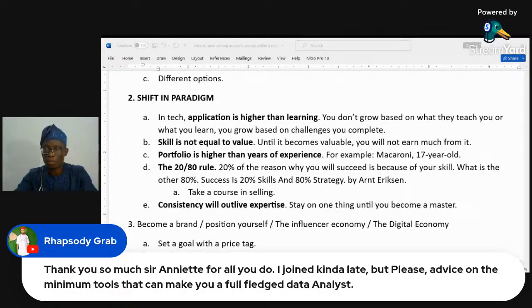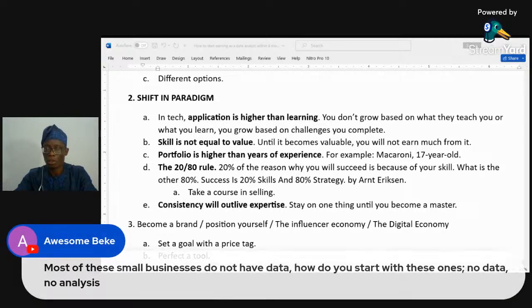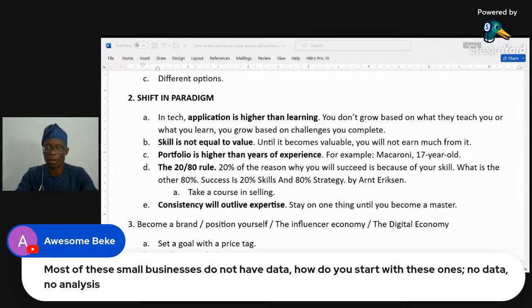Somebody said most of these small businesses do not have data. How do you start with these ones, with no data to analyze? Good, that's where the money is. You help them create a system to collect the data. For example, say it's a boutique. If the owner has a laptop, you can set up an Excel sheet, so whenever a customer buys, the person can input the figures into the system. If the person says he does not have time to input the figures, good, that's money for you, for me. We tell them we can help them put in the figures, or they can pay somebody to help them. Do you get?